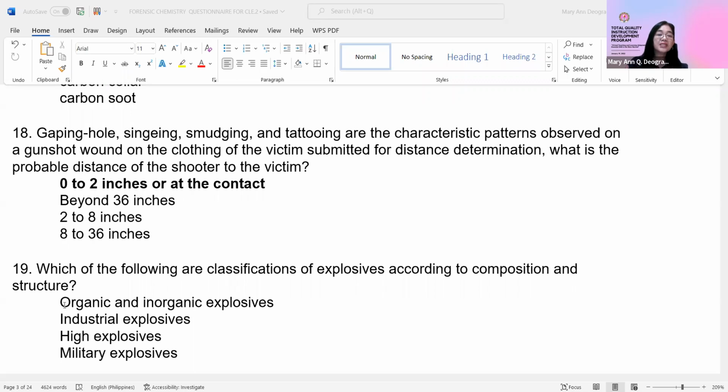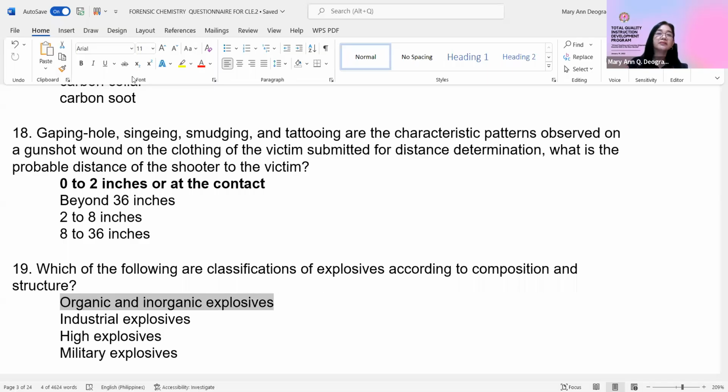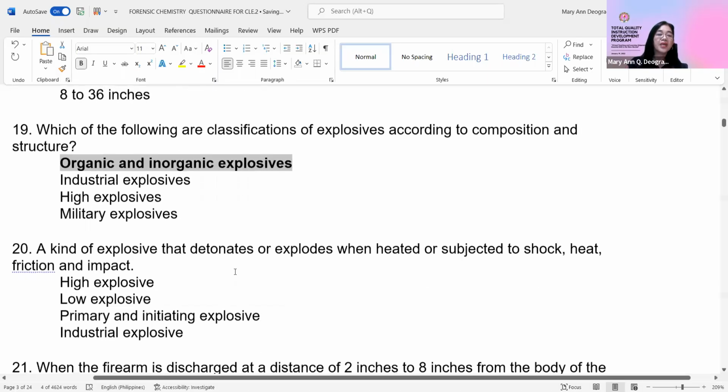So, this is, yan. Hindi ko ma-highlight. Okay. 20.